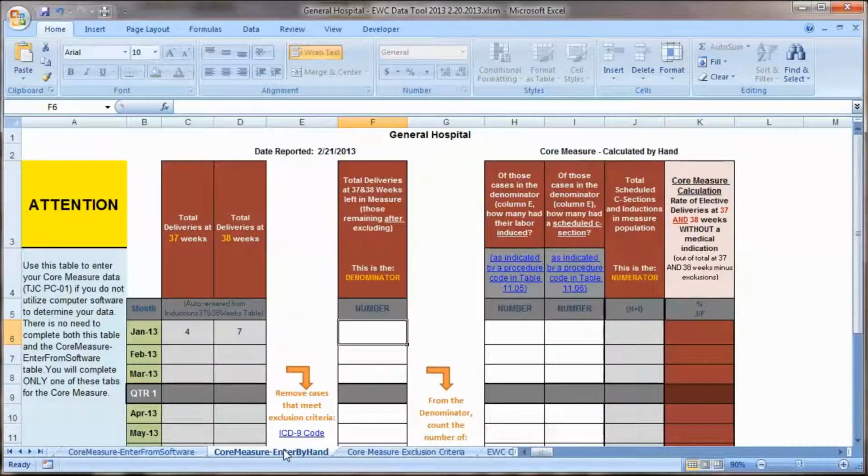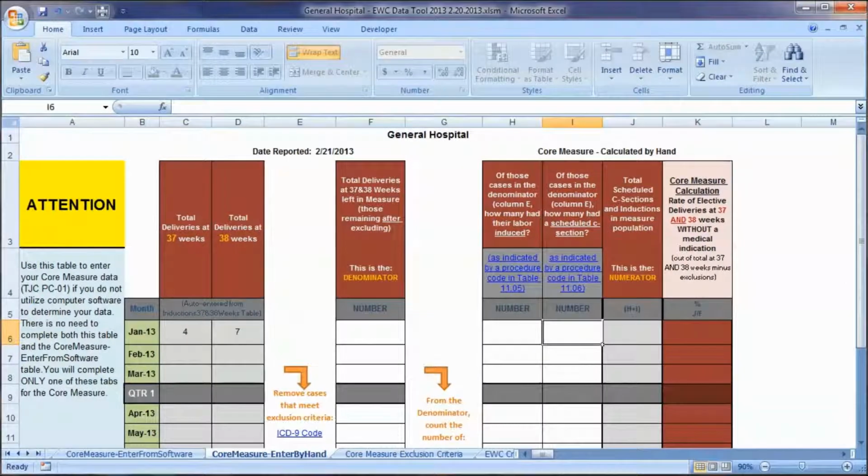If your facility is not taking advantage of computer software to generate the data, then you would complete the Enter by Hand table. Only one of these must be complete. General Hospital will be entering by hand. On this table, columns C and D automatically populate the total deliveries at 37 and 38 weeks based on what was entered on the previous tables.